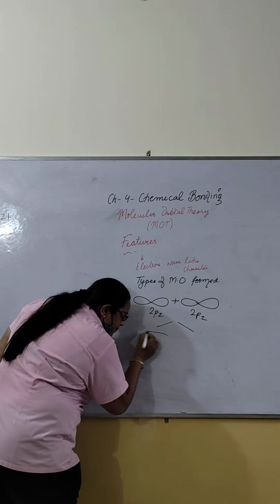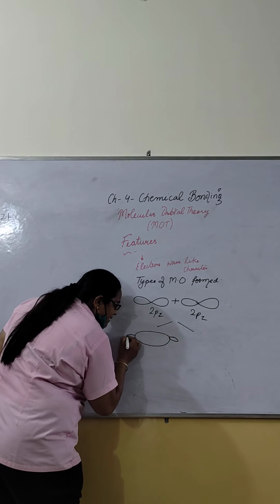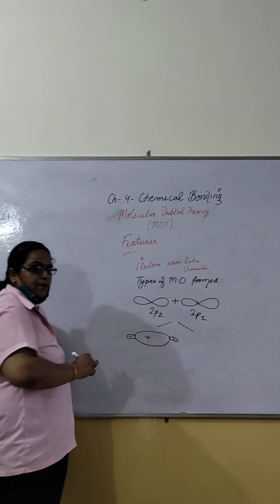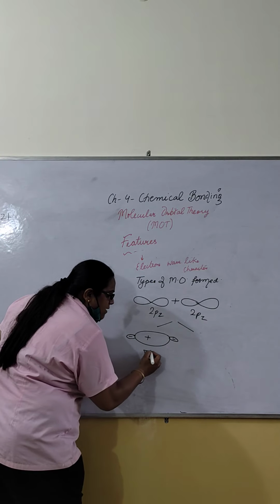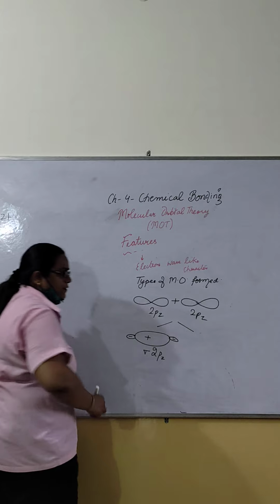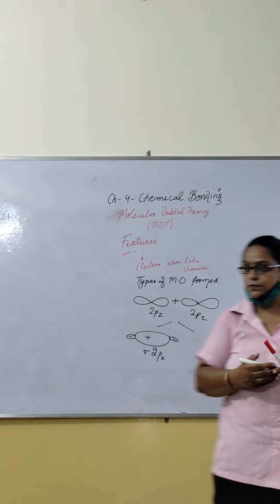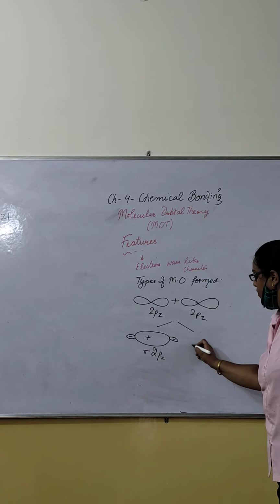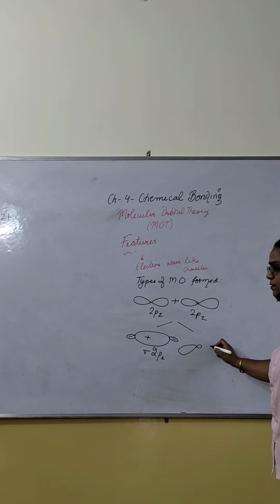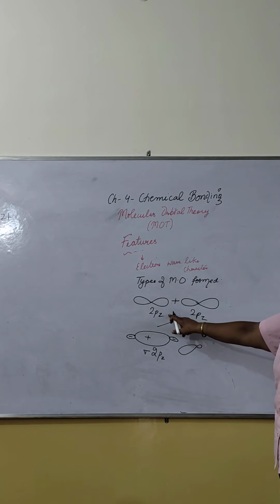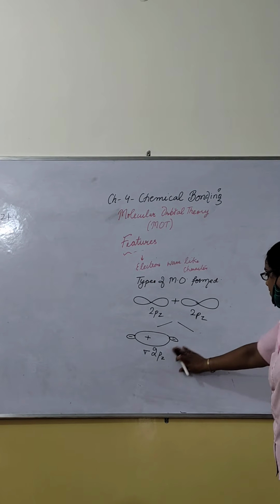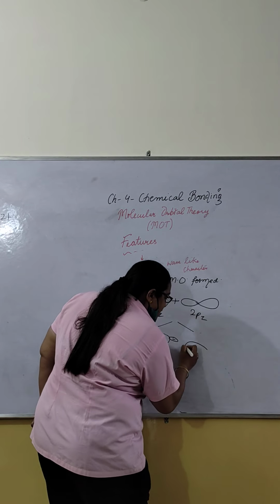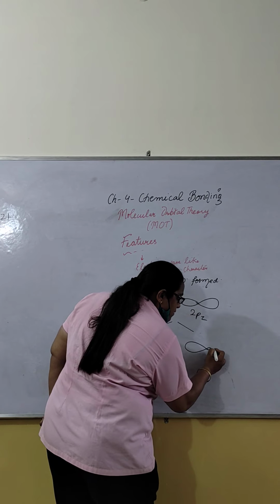In bonding, the bigger lobe is associated with two smaller lobes. The name of this orbital is sigma 2pz. But the name will be pi in the case of px and py. Now they will also form anti-bonding. P has 3 orbitals, px, py, pz.